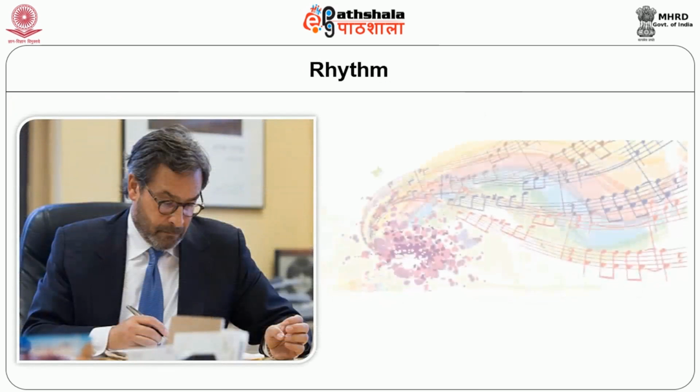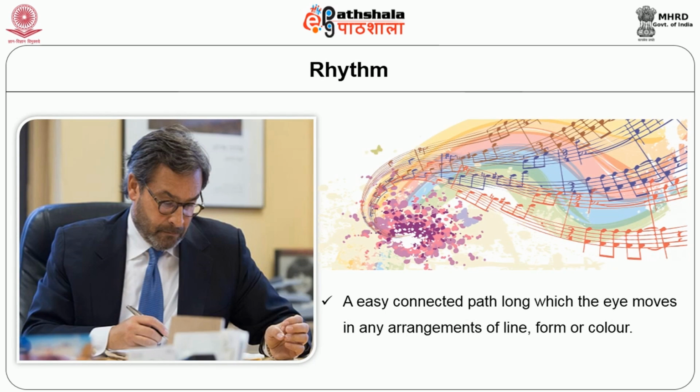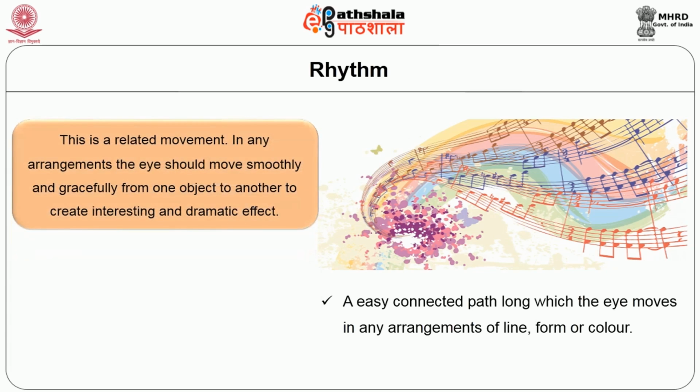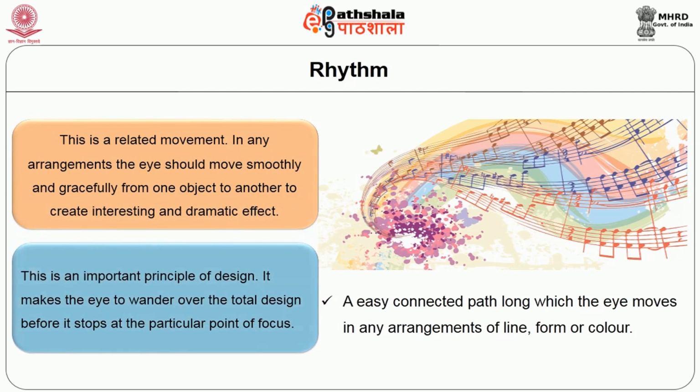Rhythm. According to Golson and Colson, in art, rhythm means an easy connected path along which the eye moves in any arrangement of line, form or color. Rhythm then is a related movement. In any arrangement, the eye should move smoothly and gracefully from one object to another, which is an important principle of design. It makes the eye wander over the total design before it stops at a particular point of focus.